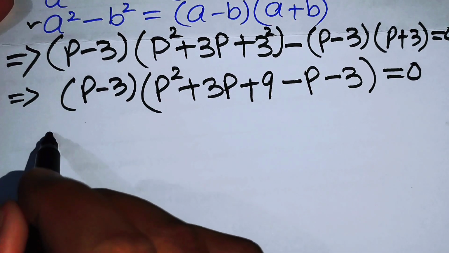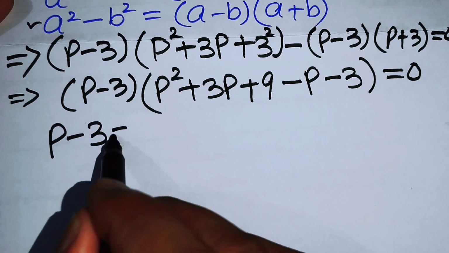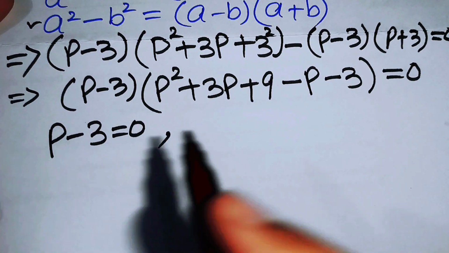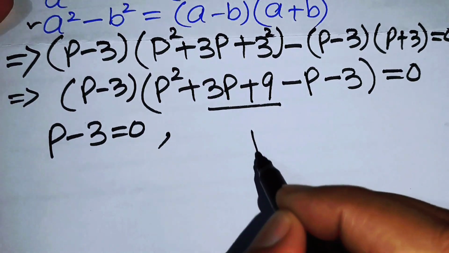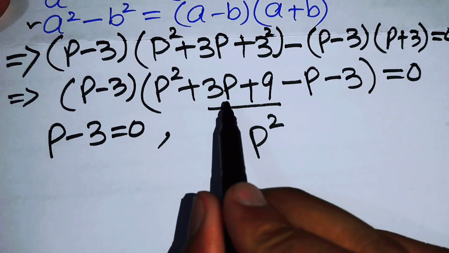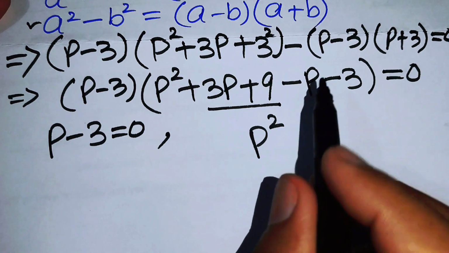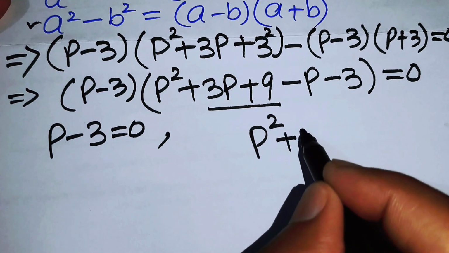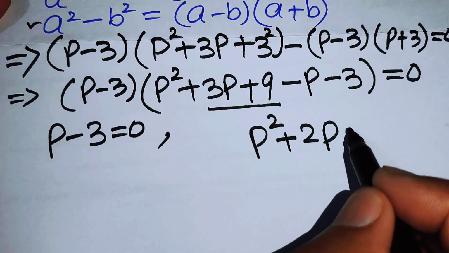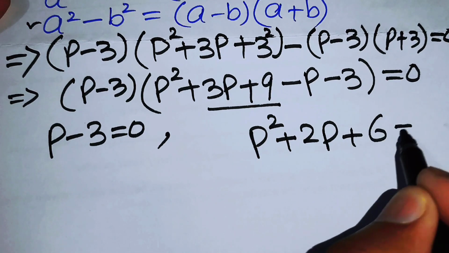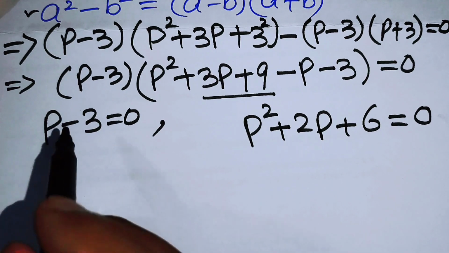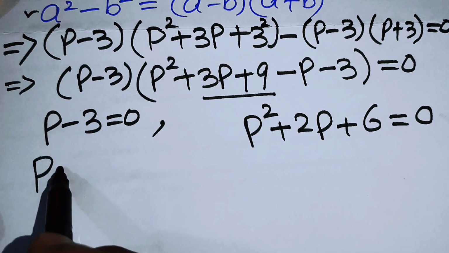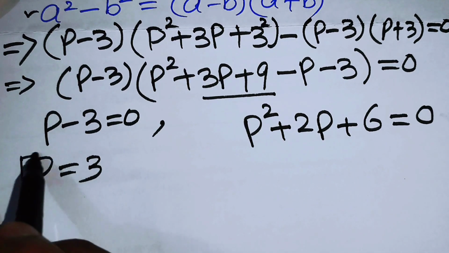The first case is we take p minus 3 is equal to 0, and the other case is we take this term is equal to 0, and this term is equal to p square. Here you have 3p and here you have minus p, and it becomes plus 2p, and 9 minus 3 is plus 6 is equal to 0. So now we solve these two cases. In this case we get the value of p is 3.